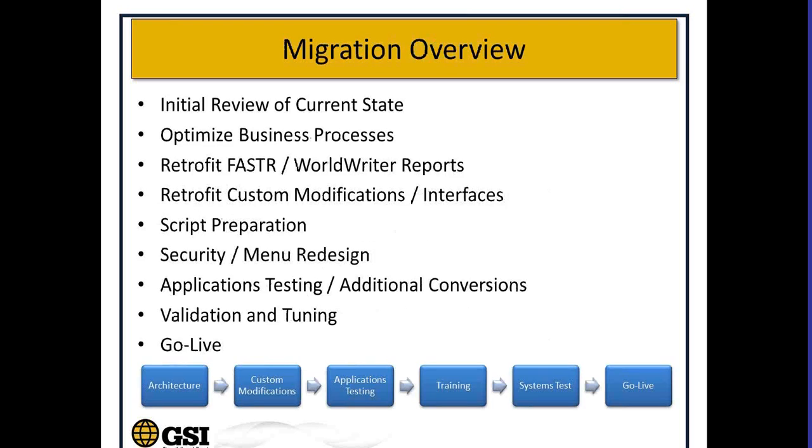Kind of the overview of a migration. You'd want to review your current state, understand what you've got, optimize your business processes. If I'm going to make any kind of changes, if I'm going to look at doing some business enhancements, or maybe taking advantage of some things that exist in EnterpriseOne that didn't exist before. If you have FASTR and World Writer reports, this is the time to retrofit them, right after this whole process. Same with custom modifications and interfaces.